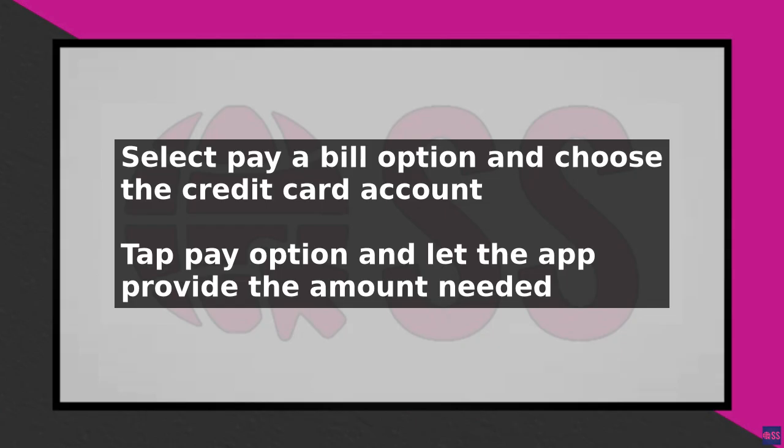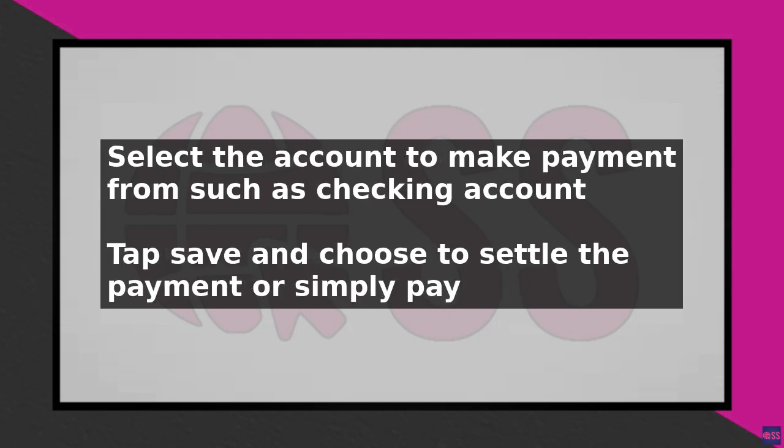You will then be taken to a page with 4 different options, where you need to select the first one, Pay a Bill. Choose the credit card for which you want to pay the bill. Then tap on the Pay option. The app will automatically provide the amount you need to pay. Select the account from which you want to make the payment, such as a checking account, and tap Save.